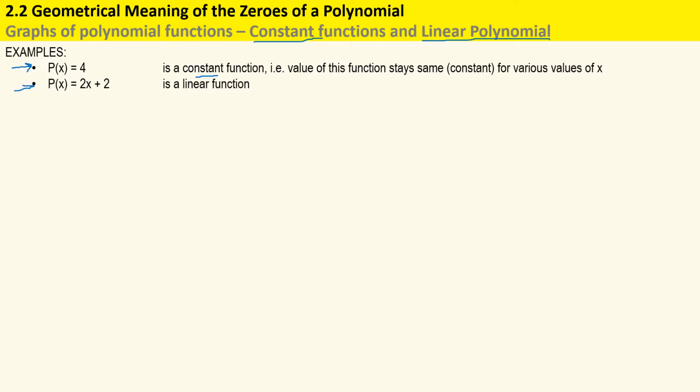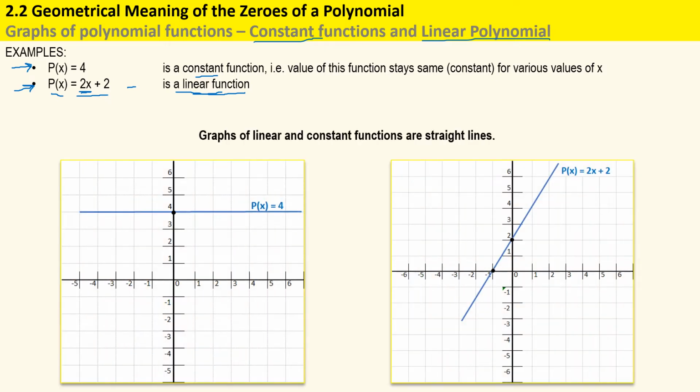The other example that we are taking right now is p(x) = 2x + 2. This is an example of a linear function. It's called a linear function or a linear polynomial because the maximum power of variable x in this case is 1. So now we are trying to see how the graphs of these two types of functions or polynomials look like. So here it is.